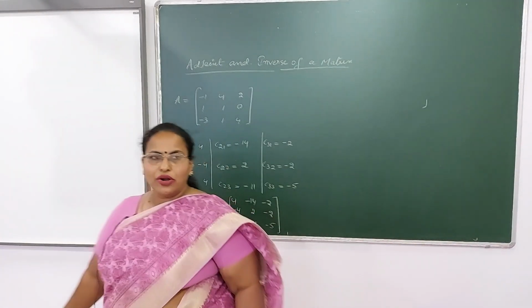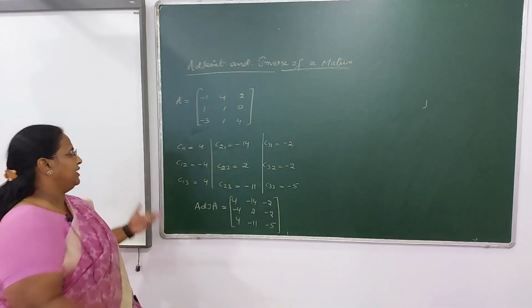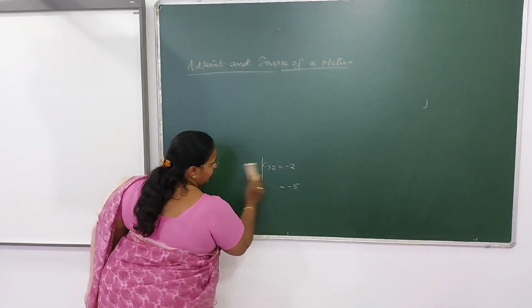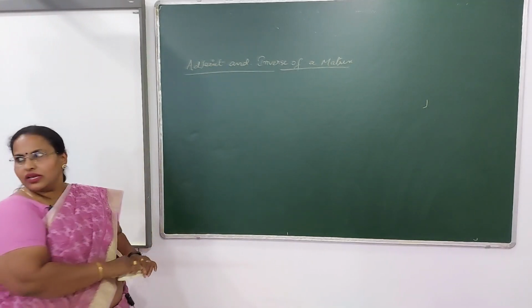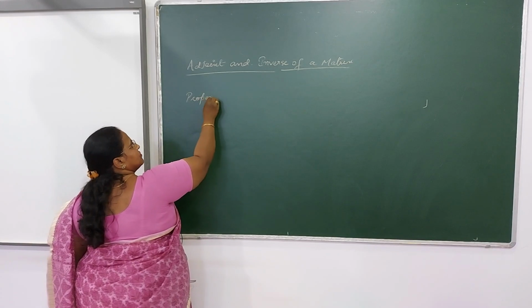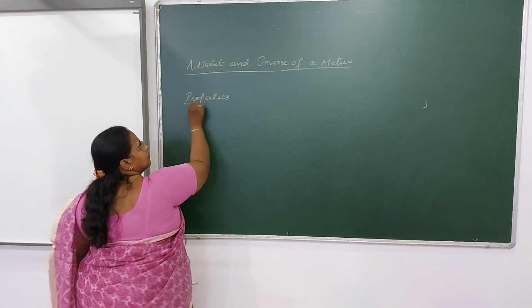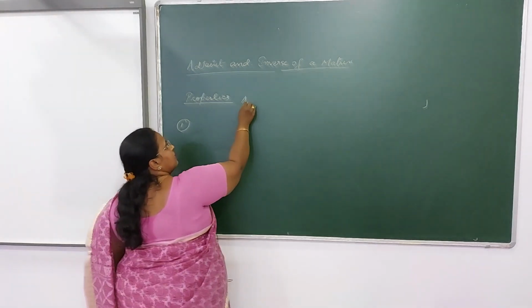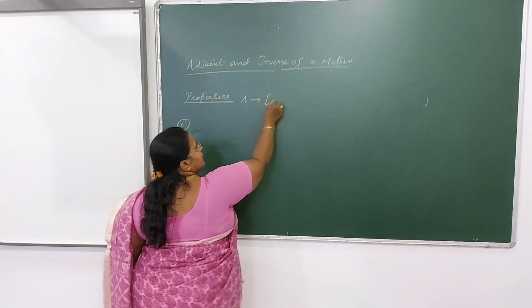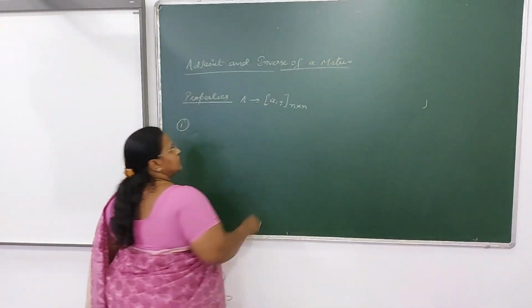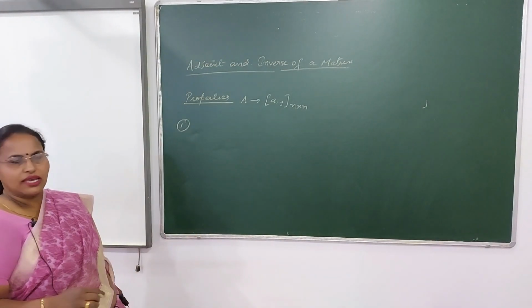Okay, now some important properties based on adjoint. One by one I will be telling you the properties. All these are very important properties. So the properties based on adjoint. The first property. Let A = [aij] be a square matrix of order n. Square matrix means number of rows and number of columns are same.